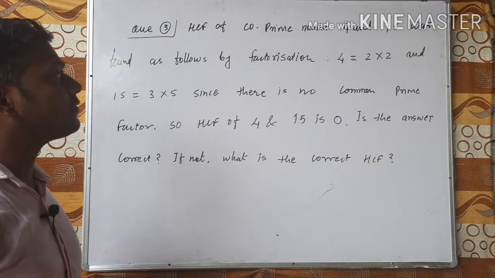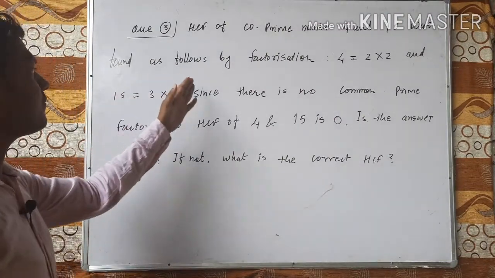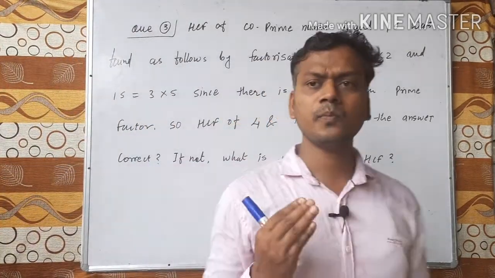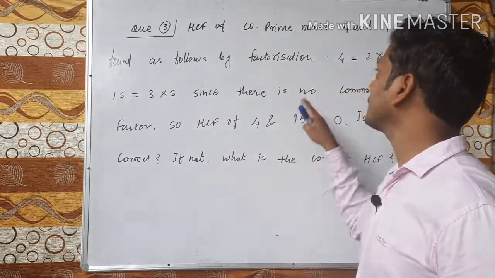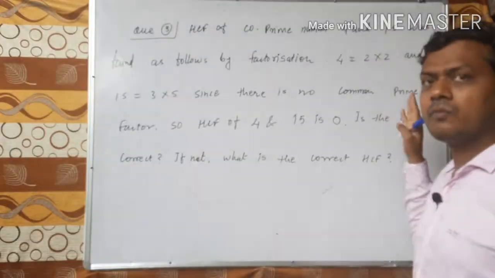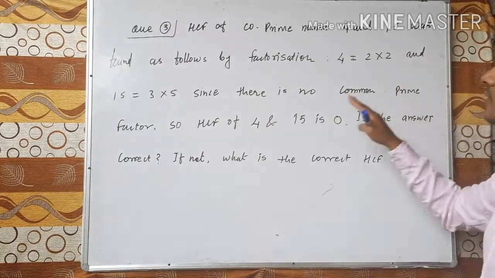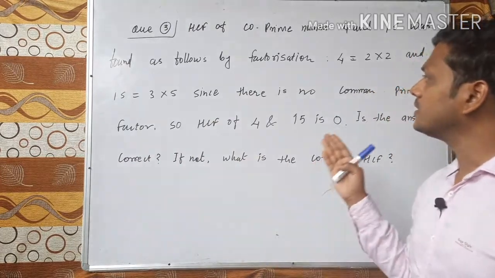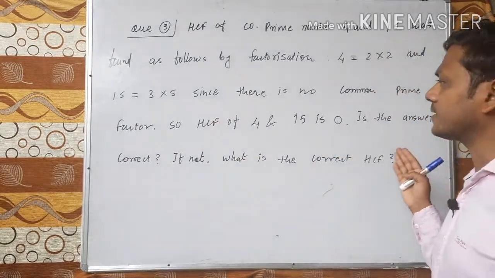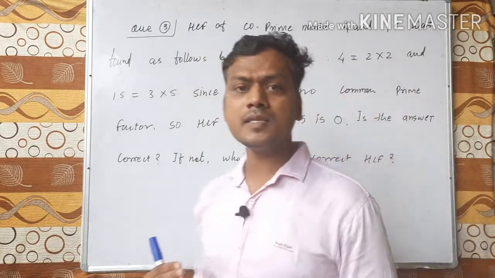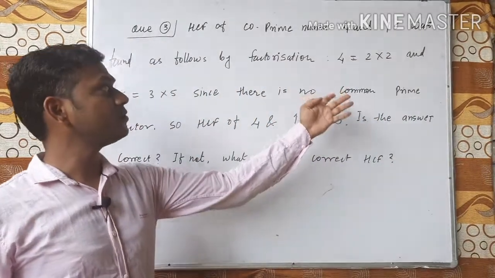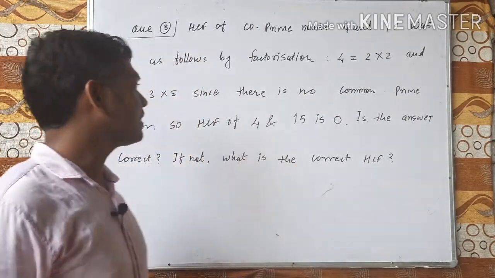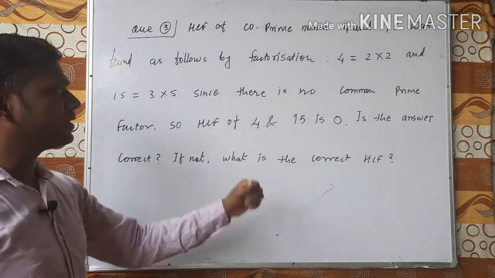HCF of 4 and 15 was found as follows by the factorization. ओके, 4 and 15 का जो प्राइम फैक्टर्स है वो क्वेश्चन में गिवन है. 4 इज इक्वल टू 2 इंटू 2, ये हमको मिलता है फैक्टर्स उसका. एंड 15 इज इक्वल टू 3 इंटू 5. सिंस देयर इज नो कॉमन प्राइम फैक्टर्स, इन दोनों में कुछ भी कॉमन हमको फाइंड आउट नहीं हो रहा है क्योंकि 2 and 2 है वहाँ पर और ये 3 and 5, तो इनमें कुछ भी कॉमन शो नहीं हो रहा है. सो HCF ऑफ 4 and 15 इज 0.